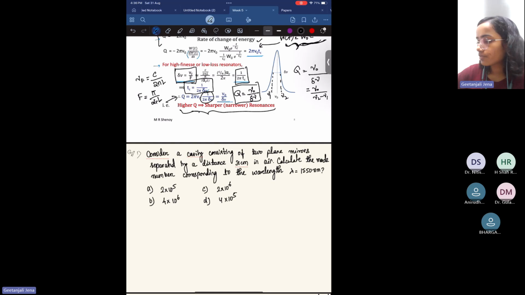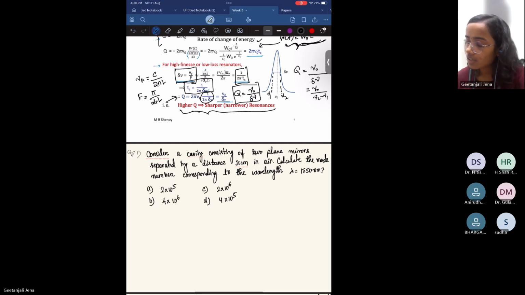Okay, so let us solve the first problem. Consider a cavity consisting of two plane mirrors separated by a distance of 31 centimeter. Then calculate the mode number corresponding to the wavelength lambda equal to 1550 nanometer. So it is asking about the mode number, that is the value of Q, right?